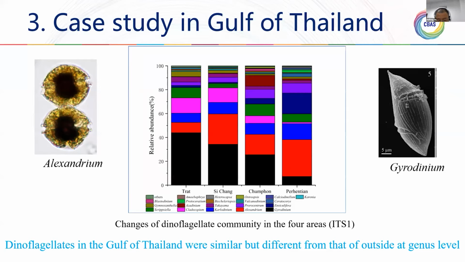The database based on ITS1 sequence revealed that the dinoflagellate community is similar at the genus level in the Gulf of Thailand, but different from Pohnpei Island. The dominant genus is Gyrodinium, as indicated by the black color, followed by the red Alexandrium. Gyrodinium is a heterotrophic genus that mainly feeds on diatoms, which is consistent with the fact that diatoms are a dominant group in the Gulf of Thailand.